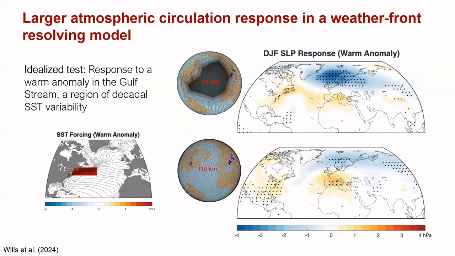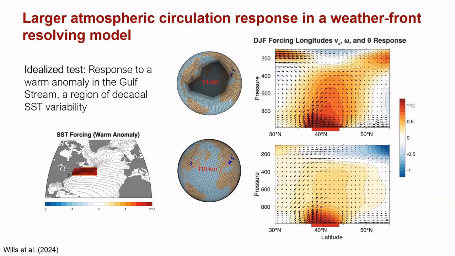And to test how this modifies how the atmosphere responds to perturbation, we ran a very simple test where we just increased the SSTs in the Gulf Stream region and looked at how the atmosphere responded in 30-year simulations. And the high-resolution model showed a doubling of the atmospheric response, with an NAO-like spatial pattern, compared to the low-resolution model.